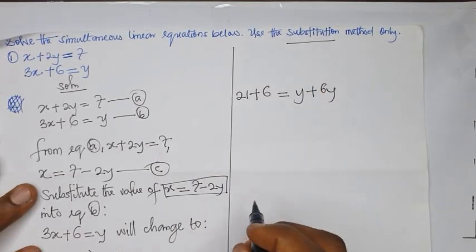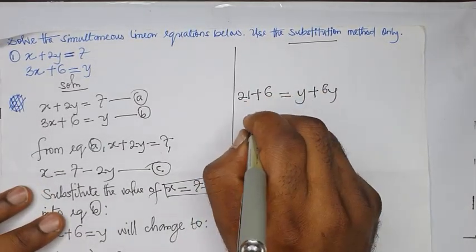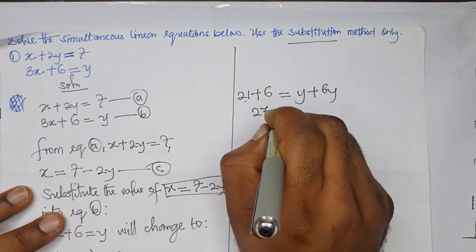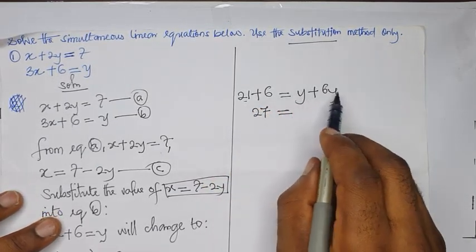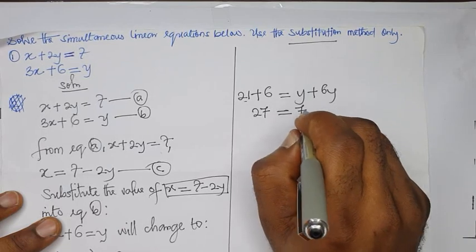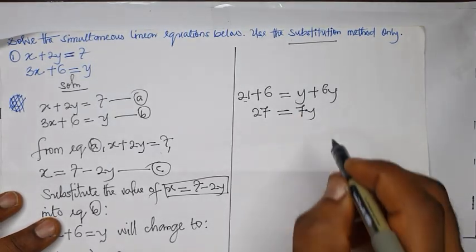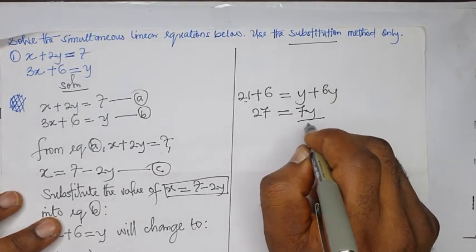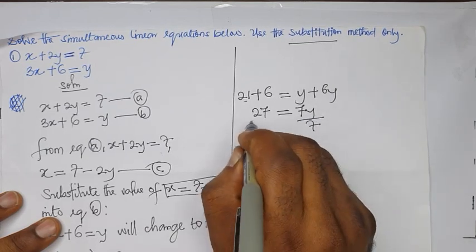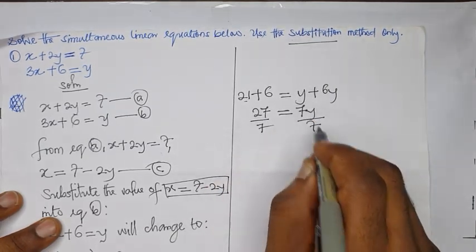Okay, let's simplify from here. 21 plus 6 is 27. It's equal to y plus 6y is 7y. Now, since we are looking for y, all you need to do is divide both sides of this equation by the coefficient of y, and the coefficient of y is 7.